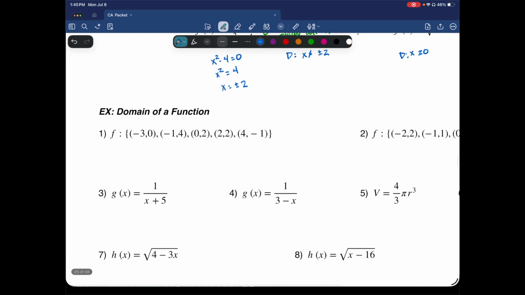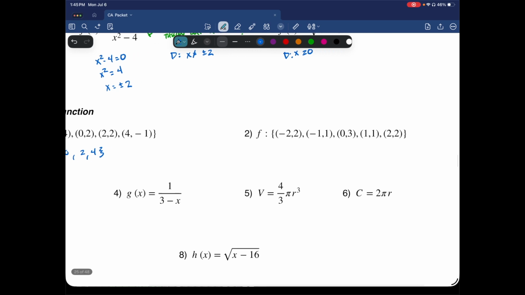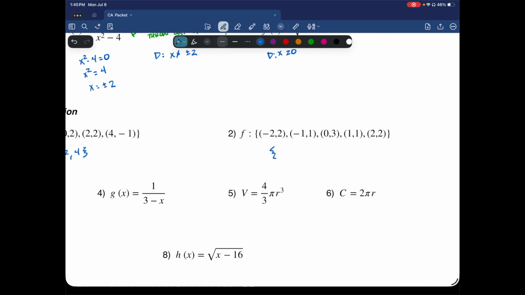All right, so let's find the domain of the function. First of all, if I have a list of ordered pairs, we kind of talked about this earlier, my domain is the x's. So I got -3, -1, 0, 2, and 4. For number 2, same thing, list of x's. So I got -2, -1, 0, 1, and 2.